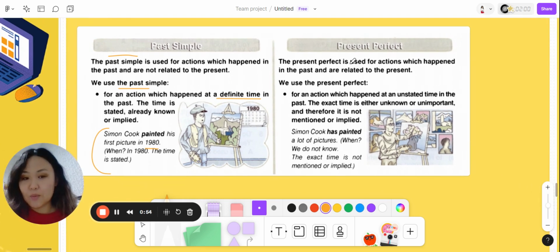If it comes to present perfect, we pay attention to the result. So here is an example. Simon Cook has painted a lot of pictures. When? We don't know. The exact time is not mentioned or implied, but we know that he has painted a lot. So in present perfect, we pay attention to an action which happened at an unstated time in the past. The exact time is unknown or not important, and it is not mentioned or implied.